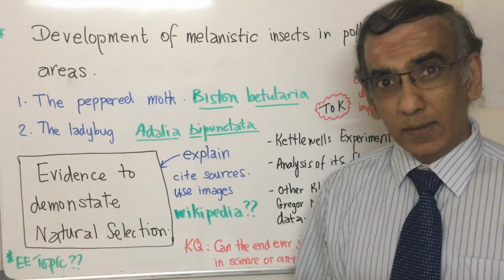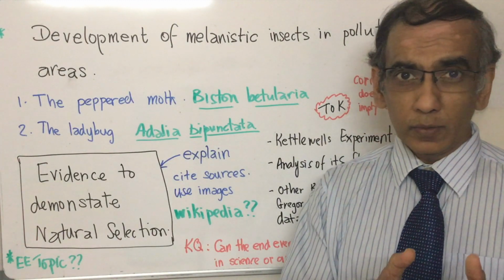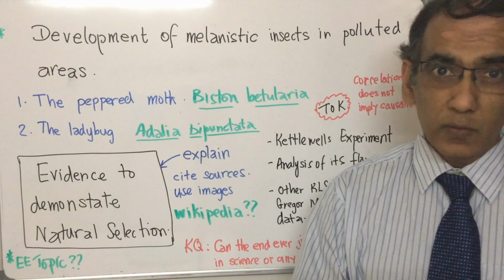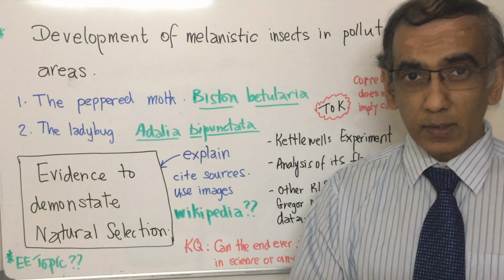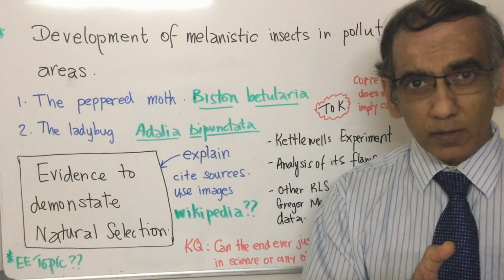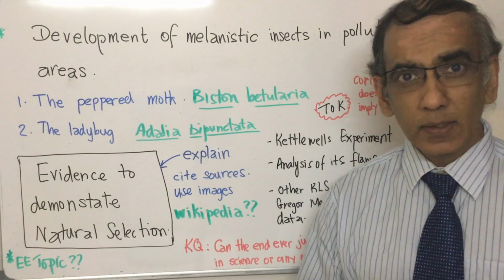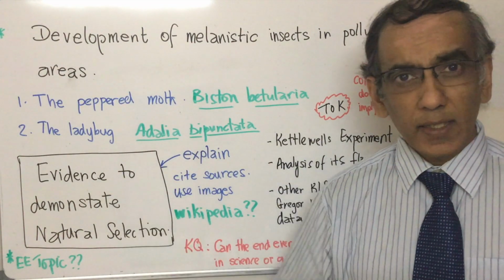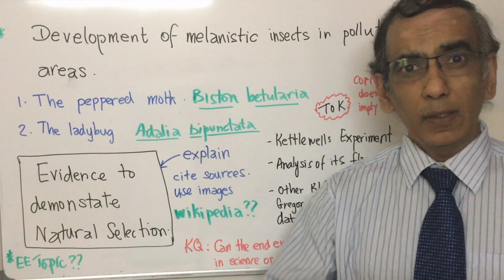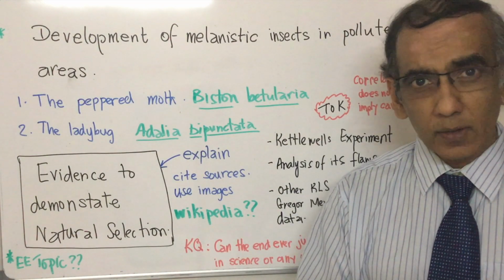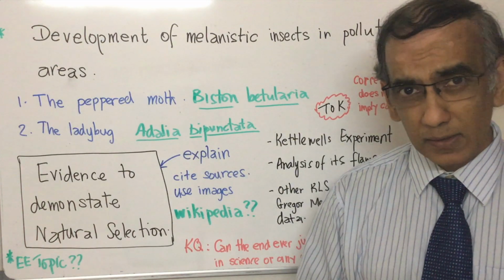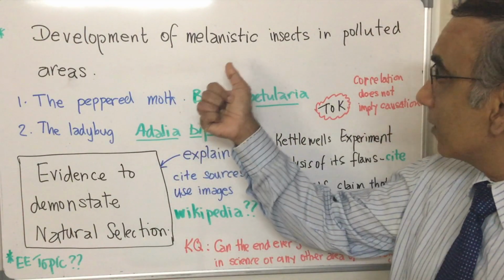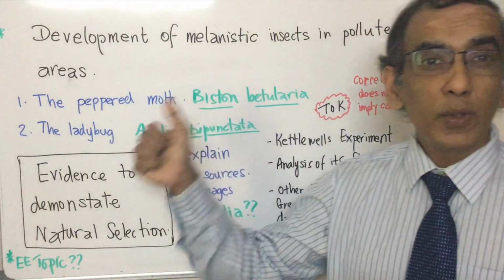Hello and welcome again as we continue to work our way through topics 5.1 and 5.2 for IB Biology. We are once again focused on the applications, and so far we've looked at the study of the finches of Daphne Major, we've looked at antibiotic resistance in bacteria, and we've even gone outside of the IB Biology guide and looked at examples of the iguanas of Bernardima on the Galapagos Islands. But today we focus on this particular application: development of melanistic insects in polluted areas.